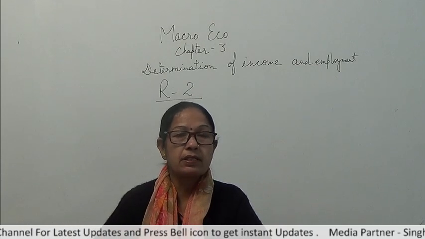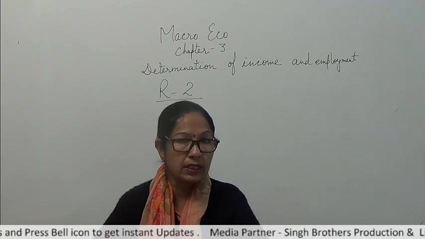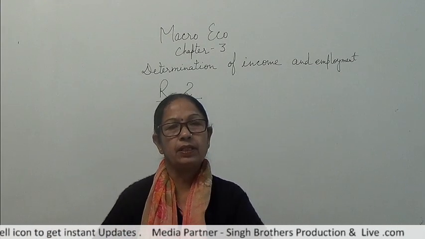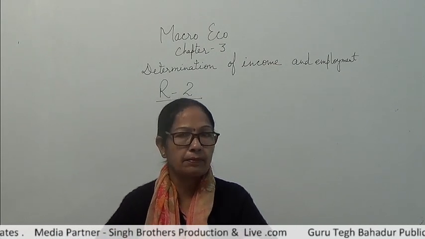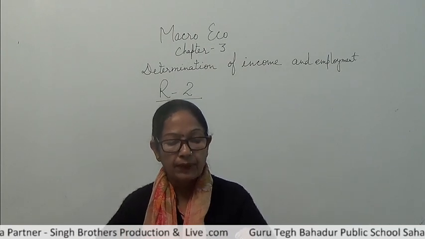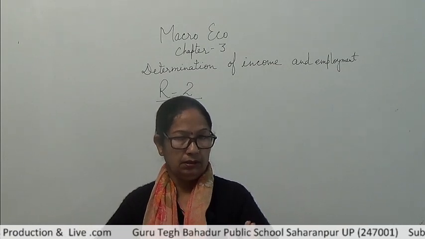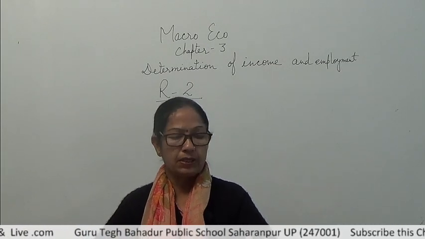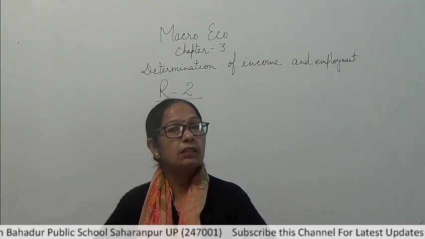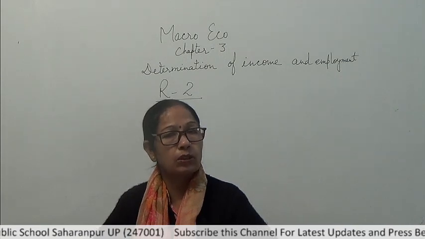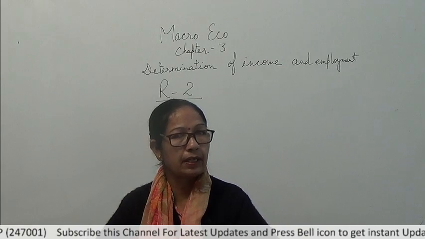Next is APC, average propensity to consume. The ratio of total consumption to total income is called average propensity to consume, and its formula is C upon Y. C means total consumption, Y means total income. C upon Y is equal to APC. Then APS. APS, the ratio of total saving to total income, S upon Y, is equal to APS.